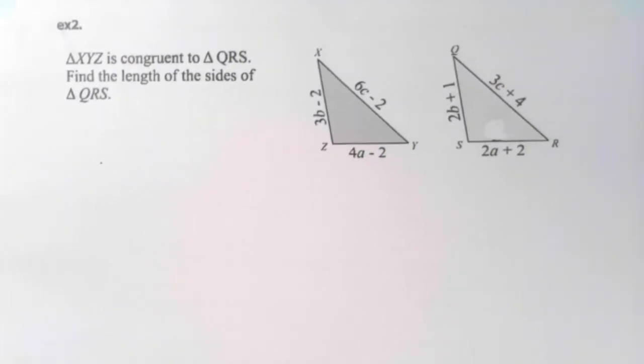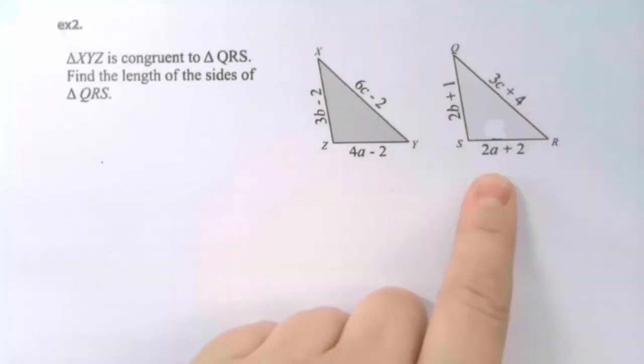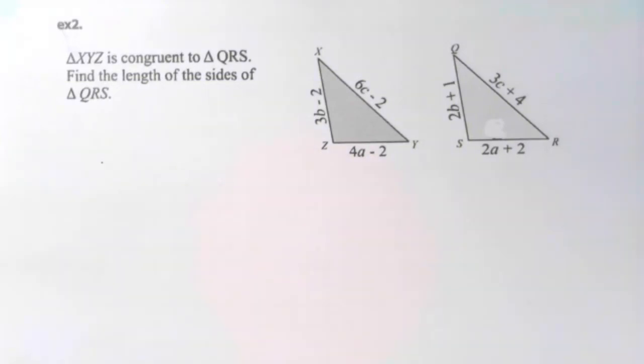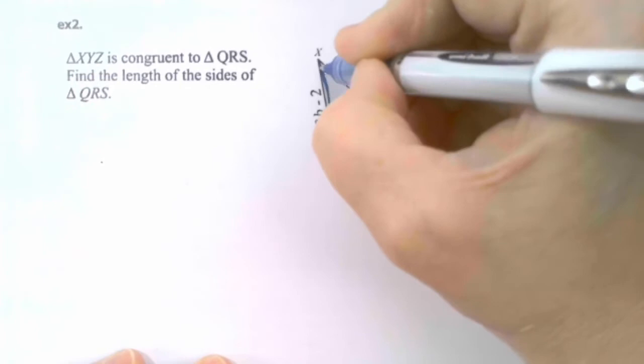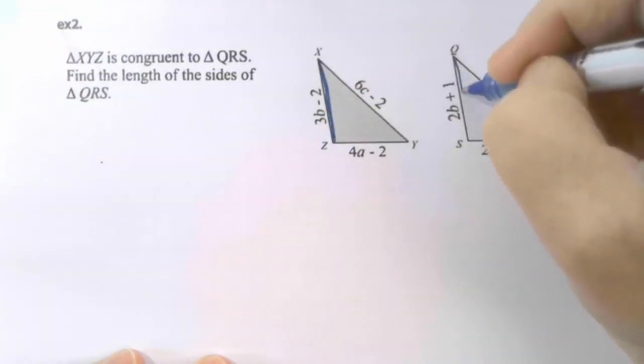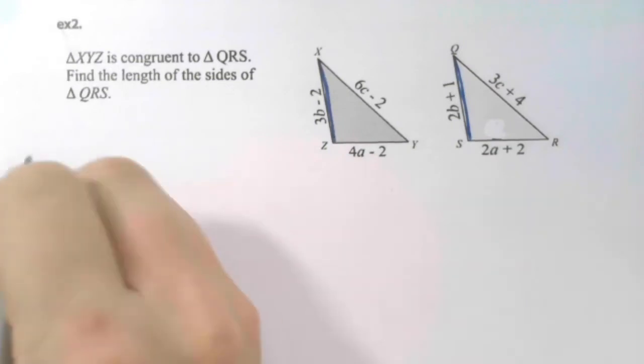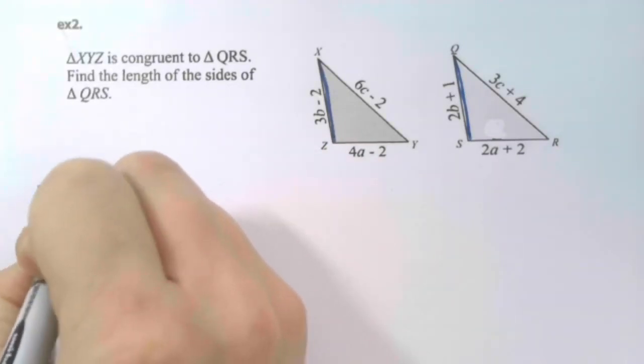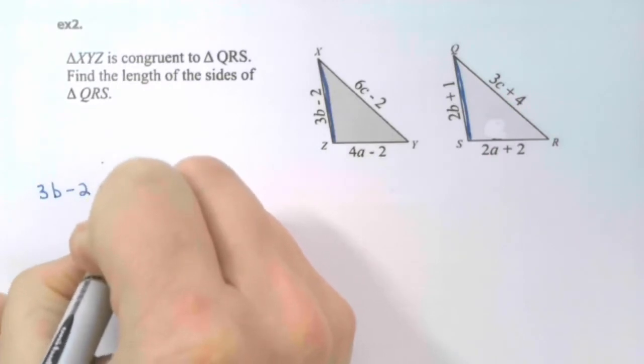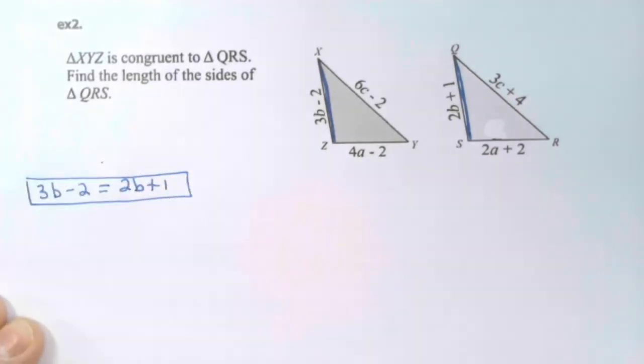All right, example 2. Triangle XYZ is congruent to triangle QRS. Find the length of the sides of QRS. Because we know that the two triangles are congruent, we know that corresponding sides have to be equal to each other. That's what congruent means. So let's start with XZ right here. XZ has to be congruent to QS. So I can say 3B minus 2 has to be equal to 2B plus 1. And thankfully this is solvable.